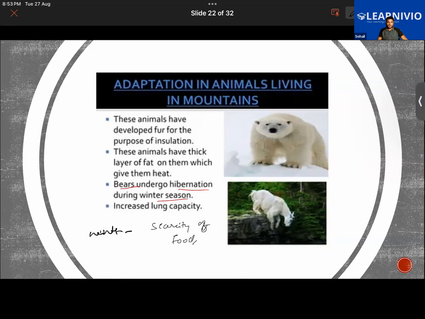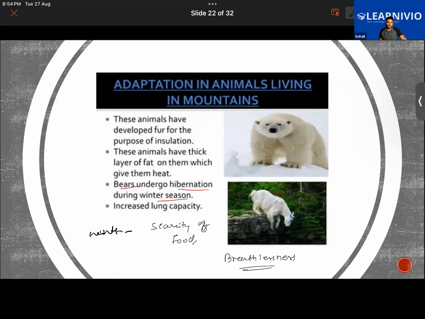Furthermore, as we know in the mountainous region, the amount of oxygen in the air is less. If you ever happen to visit a mountainous region, one of the most common problems we will observe is that we will suffer from breathlessness. Just after walking a few meters, a few kilometers, you will feel out of breath.